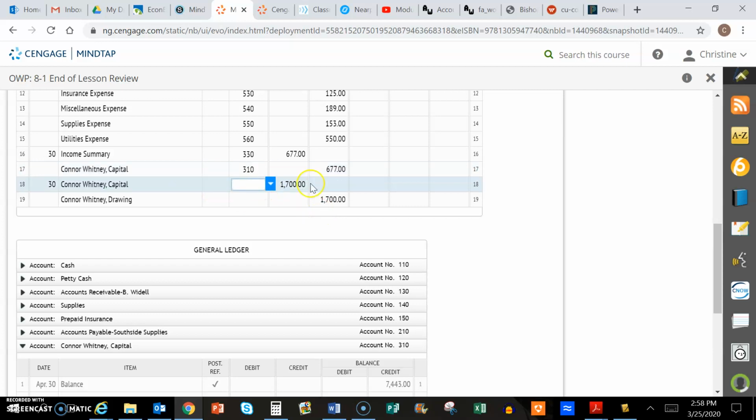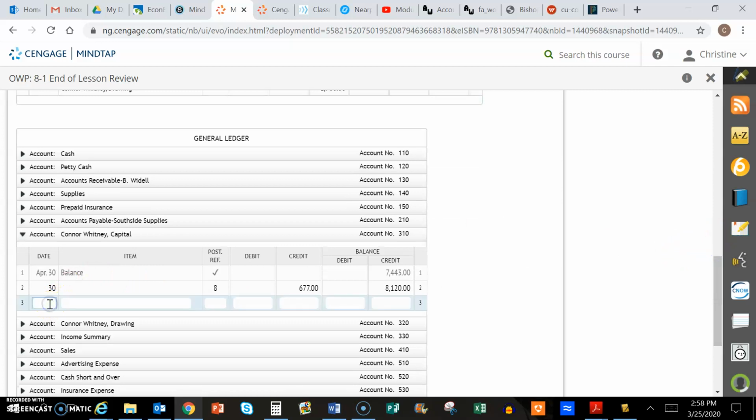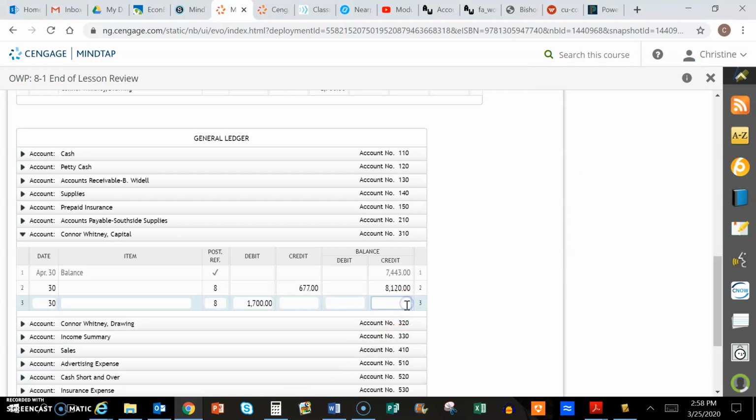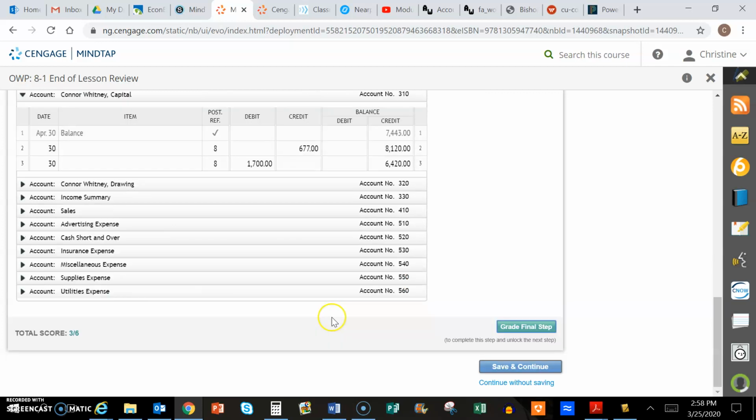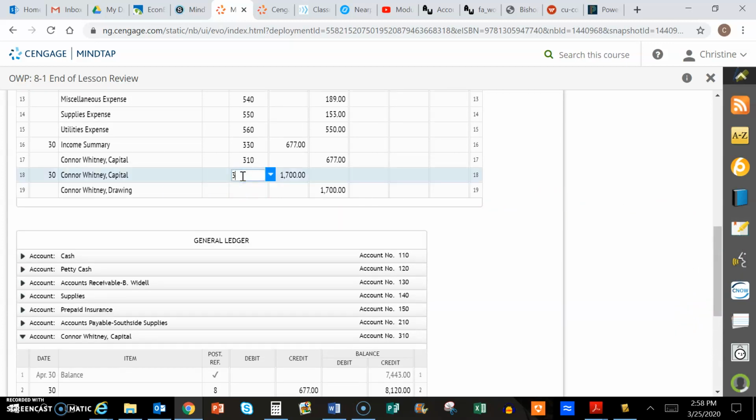I'm going to go back to capital to make sure I close out my drawing. Again, it's a new transaction, so I need my 30. Still coming from page 8. It's a debit of 1,700. So I'm now going to subtract, and I'm going to get 64.20. It's a credit balance because this 81.20 is greater than 1,700, so it stays as a credit balance. I'm going to bring this up here, and then finally I'm going to close out my drawing.